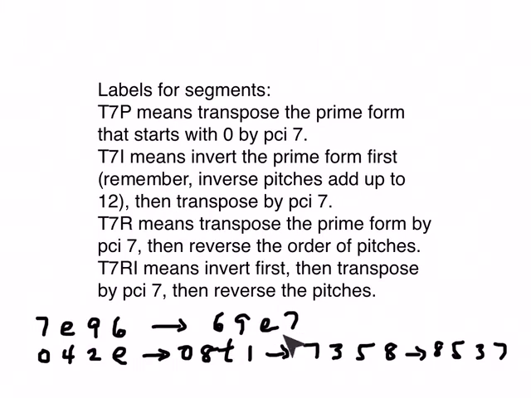So here, the R form has 7 last. The transposed P form has 7 first. The RI form has 7 last. The regular T7 inversion has 7 first. We use that labeling so that we can understand the relationship between a prime form and its own retrograde, or an inversion form and its own retrograde. So remember that anything with an R in it, the transposition number will be the last pitch we have, not the first one.